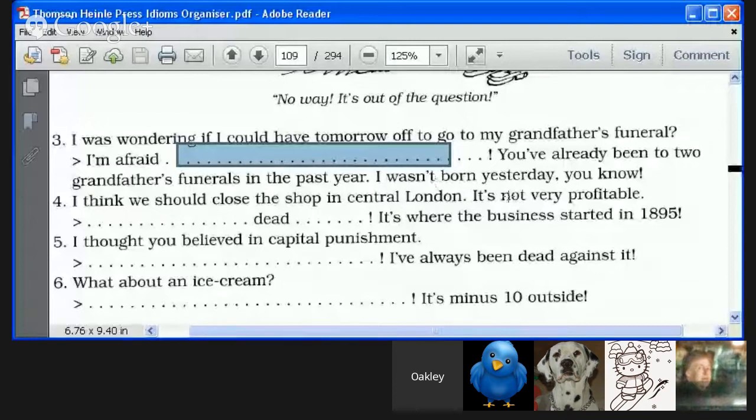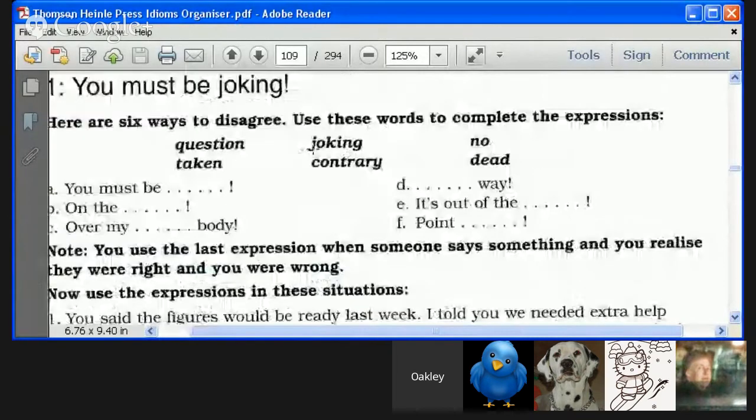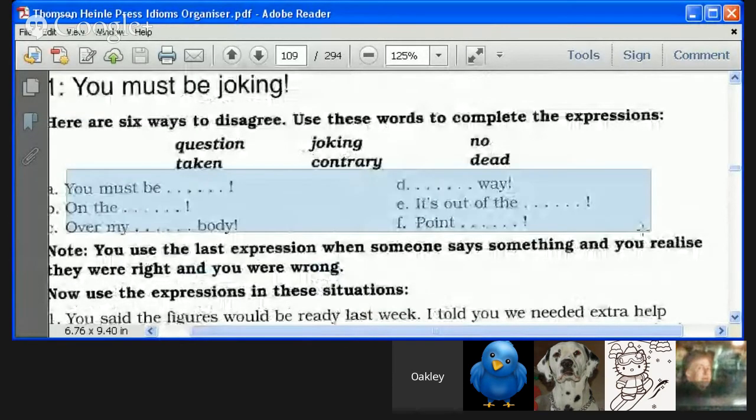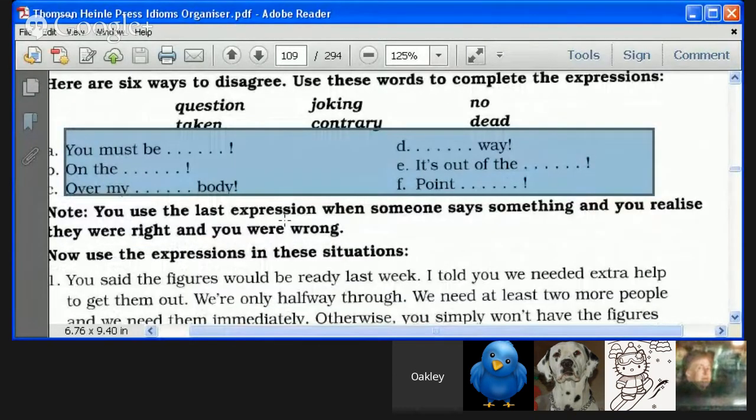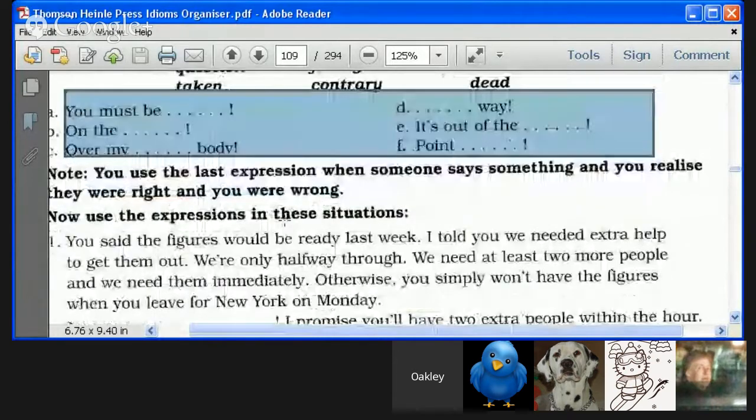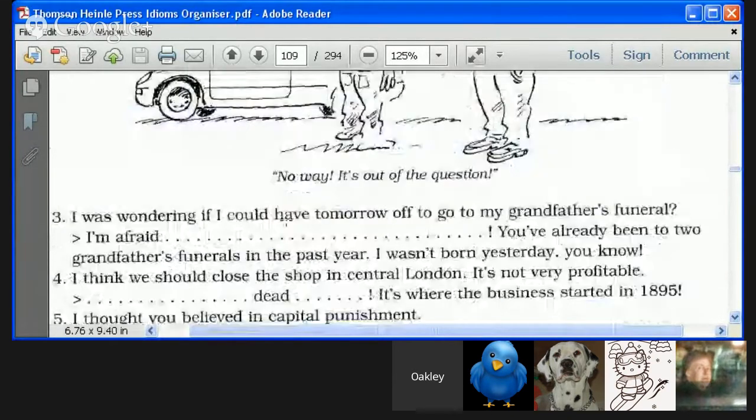All right, we'll get to that phrase, but the first one, fill in the blank. I'm afraid. I'm afraid. What? Yes, which phrase? I'm afraid. No way. No. I'm afraid. You are kidding.